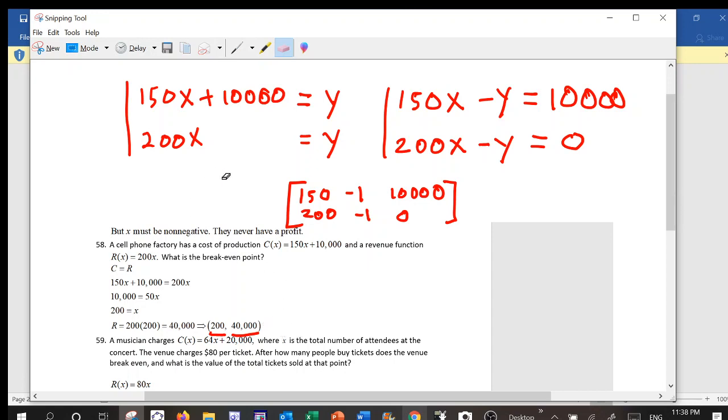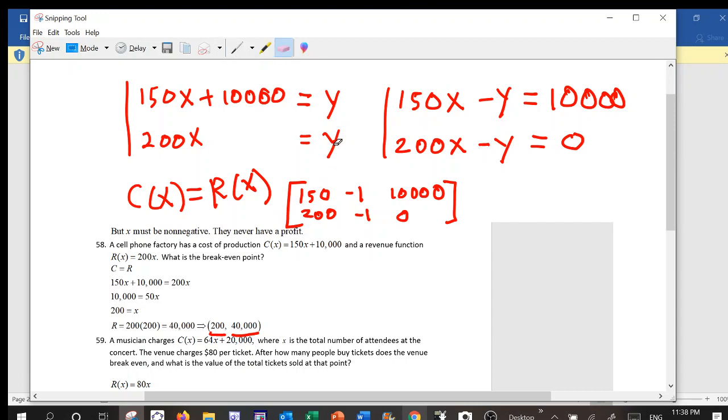So that would be the break-even point. That means when C of x equals R of x, right? That's the C of x and that's R of x. When they're equal, for these two equations to be satisfied, the two numbers that work are 240,000.